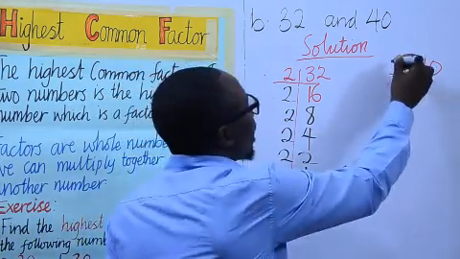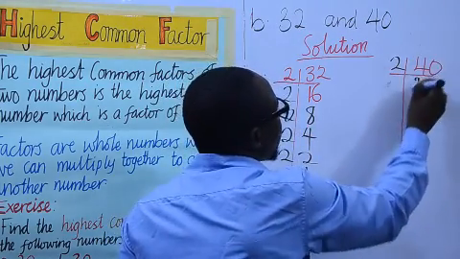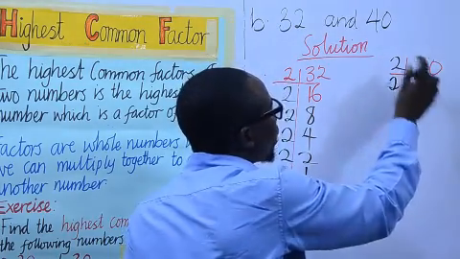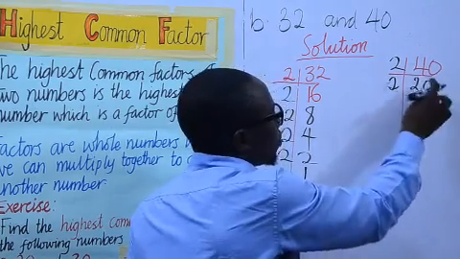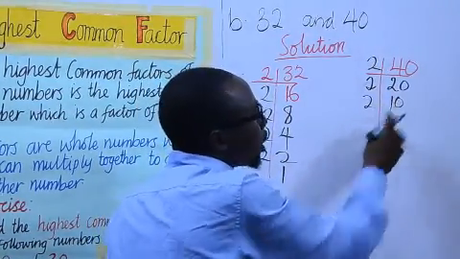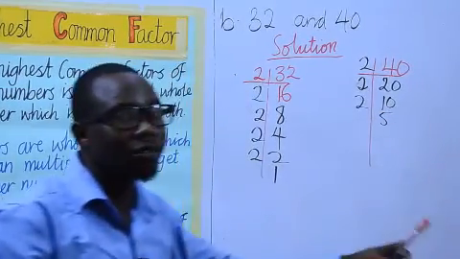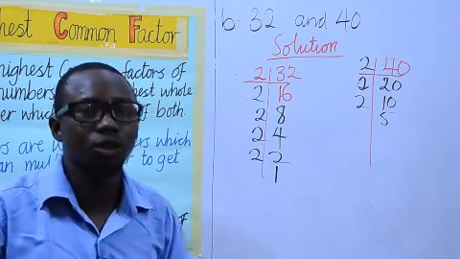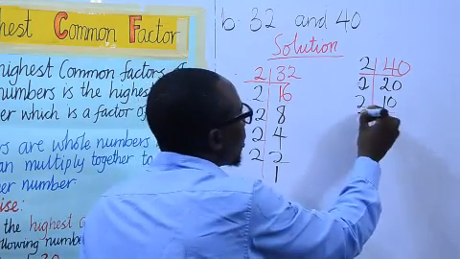Now let's try to do the same thing to 40. Can 2 go in 40? Definitely. 40 divided by 2 will give us 20. Now can 2 go in 20? Yes. Then we have 10. 20 divided by 2 will give us 10. Can 2 go in 10? Yes. Then here we have 10 divided by 2, which is 5. Now can 2 go in 5? That's the question. No. So can 3 go in 5? No. The next number definitely will be 5. So we have our 5.